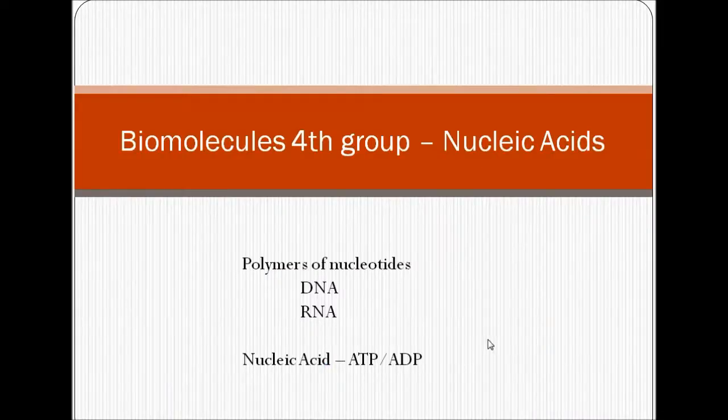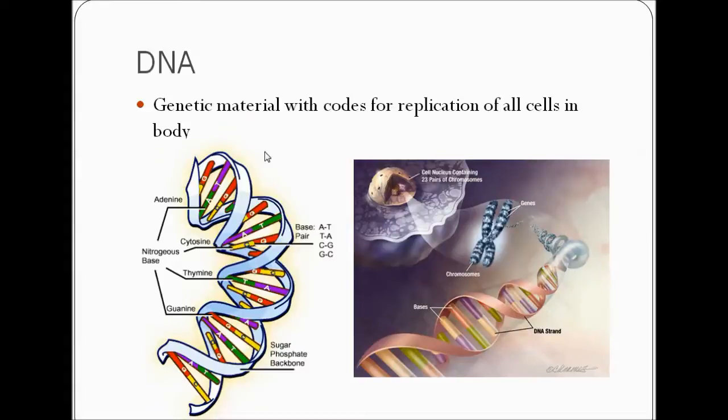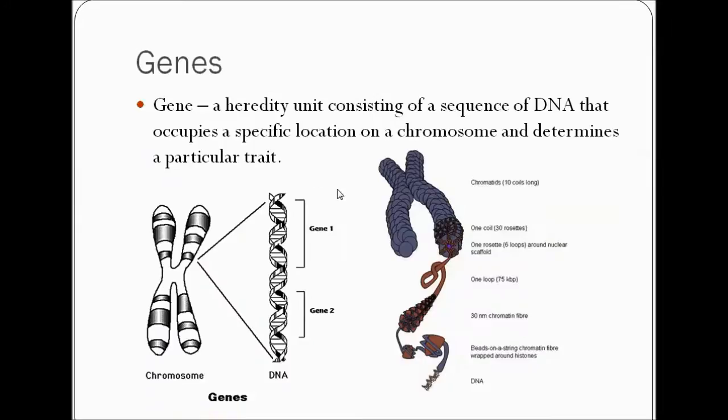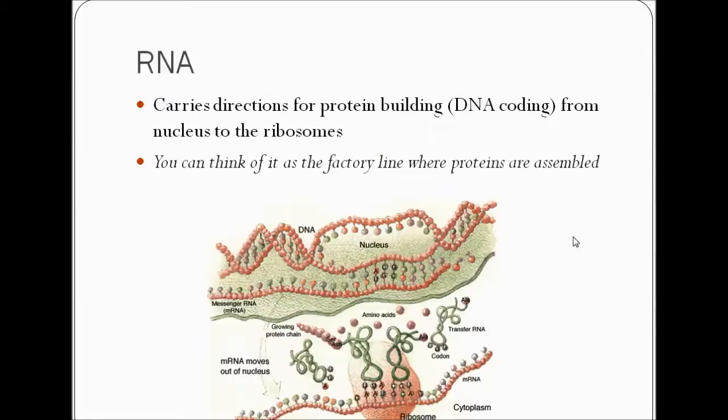All right, now let's talk about nucleic acids. We're talking about DNA and RNA. And then we'll talk a little bit about ATP and ADP. All right, DNA is a genetic material that codes for everything in our body. Contained in the nucleus. And it's what makes up genes, which are the traits that are passed down in our chromosomes. RNA carries the directions for protein building from that DNA.